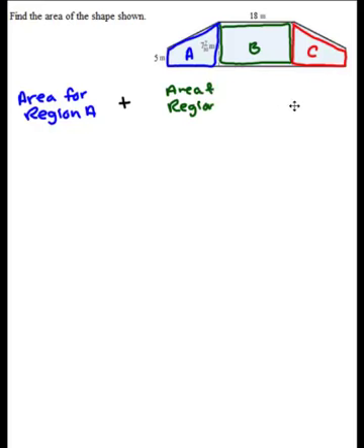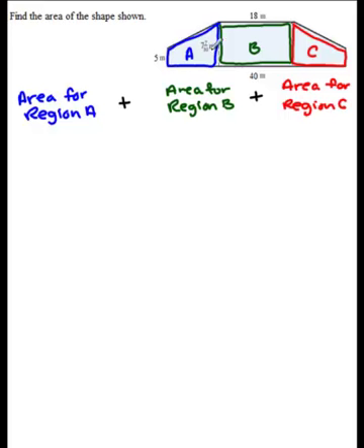I'm going to call this first region, region A. I'll call this middle region, region B, and this third region, region C, so we can talk about it later on throughout the problem. So the plan will be to start off by finding the area for region A, and then we're going to add to that the area for region B. We'll add the area for region C. Let's start with the area for region A.